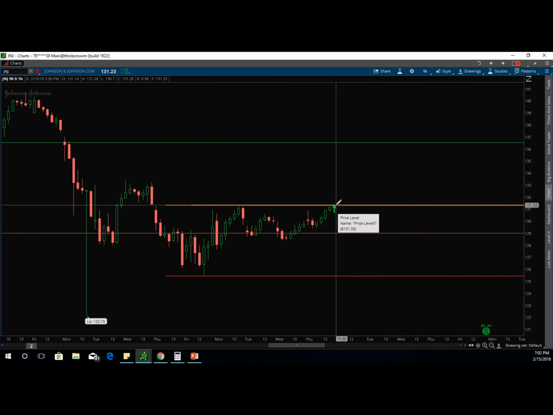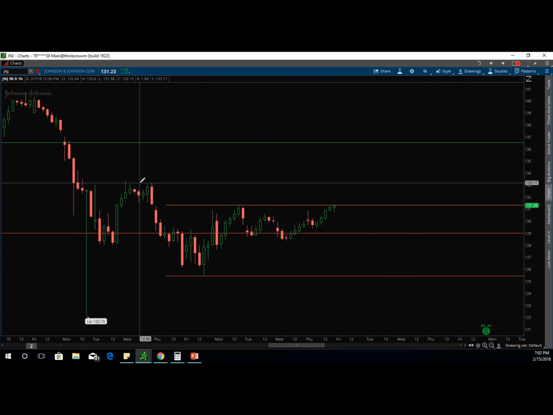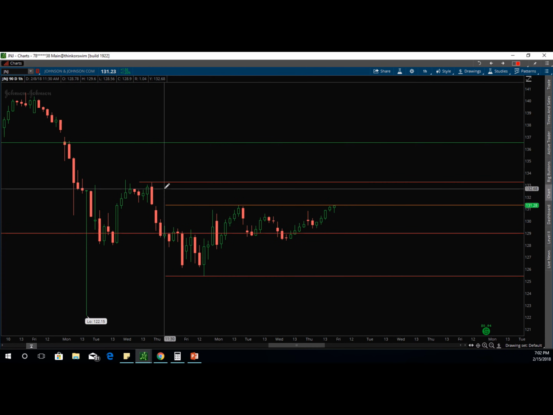I have a potential target of 136.50, assuming that I can break over this congestion area here, which appears to be about 133.25, which is a $2 spread. So that's how I draw my trend lines.